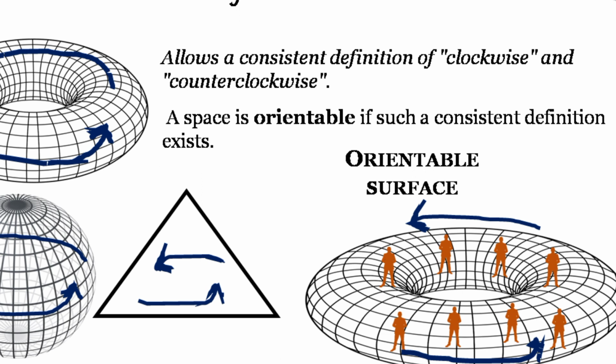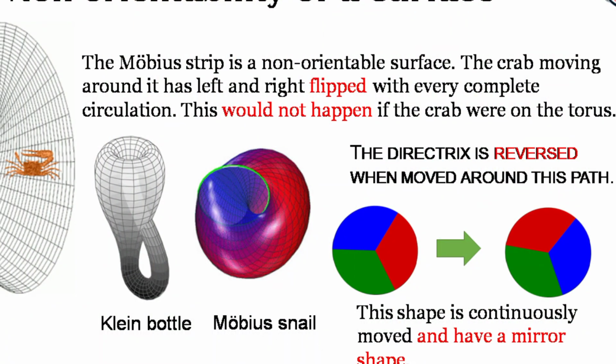As you see on the right hand side, these orange people, when they're going around this torus, they're coming out in the same manner. So when you go around, you come back. That is called an orientable surface. Exactly opposite is what is called a non-orientable surface. Right on the screen you see a Mobius strip.